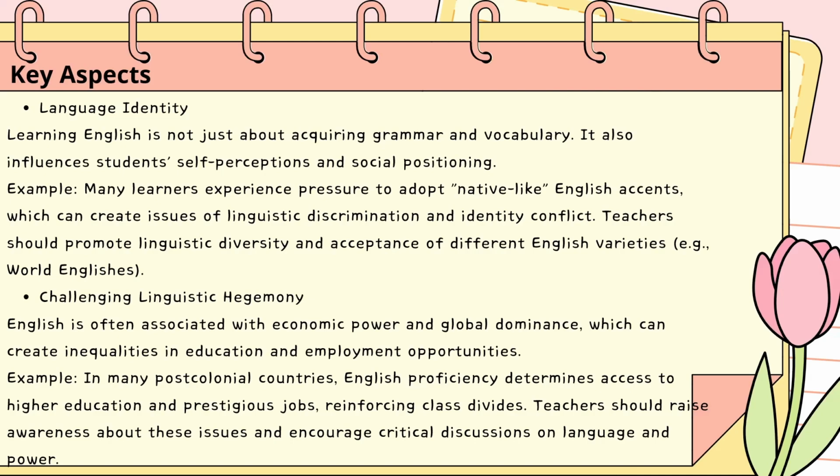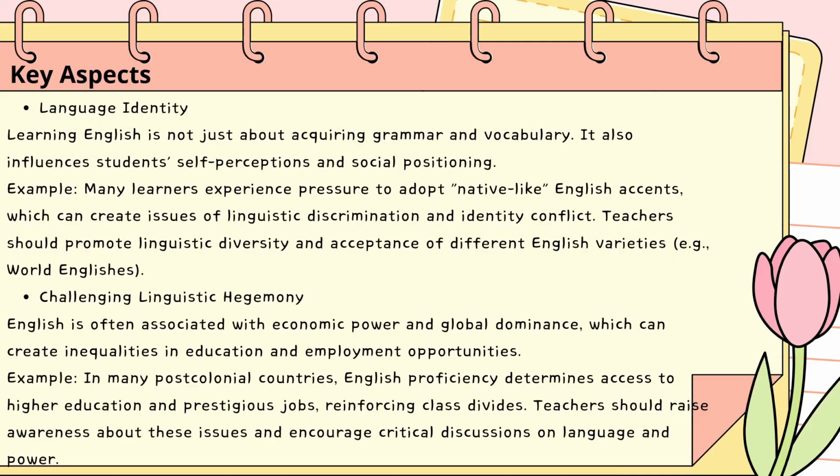Here are some key aspects. First, language identity. So learning English is not just about acquiring grammar and vocabulary. It also influences the students' self-perceptions and social positioning. For example, many learners experience the pressure to adopt a native-like English accent, right? So this can create issues of linguistic discrimination and identity conflict. So teachers should promote linguistic diversity and acceptance of the different English varieties, such as World Englishes.